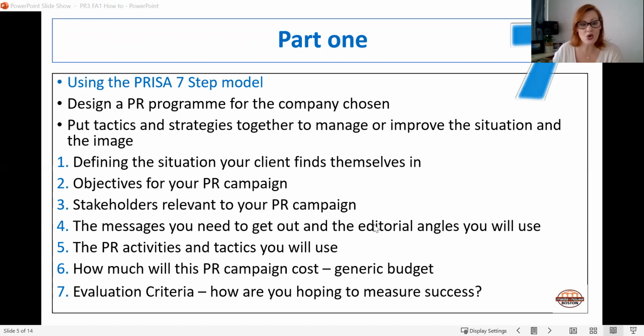Then obviously your objectives for your campaign: what are you hoping to achieve by putting this campaign together? You're not going to have pages and pages of objectives. As a 3rd-year student, we require you to look at the campaign and say, what are we hoping to achieve? There are going to be probably between 5 and 10 very key and solid objectives that you're going to be putting together for this campaign. So what are you hoping to achieve?